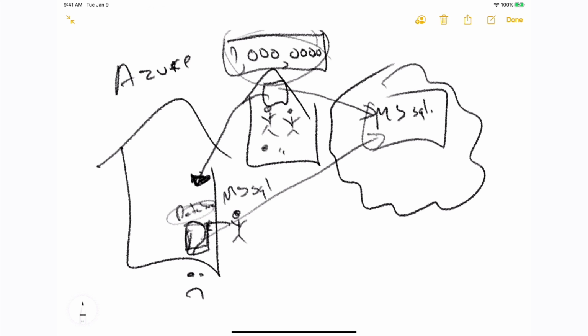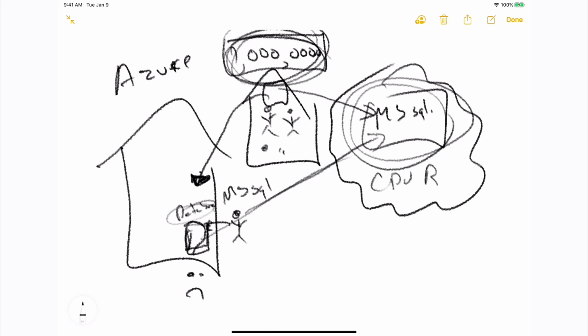And basically you have all of this processing going on up on the Azure cloud, right? So you're gonna need a lot of CPU to do it. You're gonna need a lot of RAM to do it.